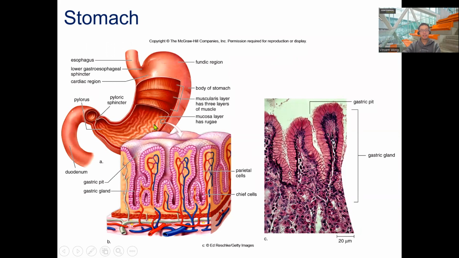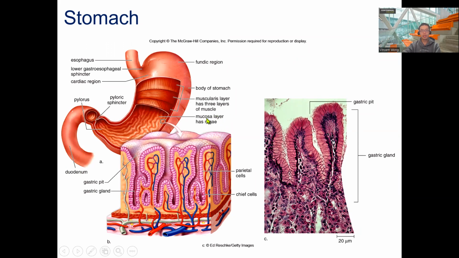Here we can see the 3 layers of the muscles: oblique, circular, longitudinal. And we have the cardiac sphincter located up here. You cannot see it, it will be inside the stomach. And then there's the pyloric sphincter here. Connecting to the stomach is the first part of your small intestine, which we'll get to later, but it's called the duodenum if you want to know now. There are a lot of these foldings on the surface of the stomach. We call them rugae.